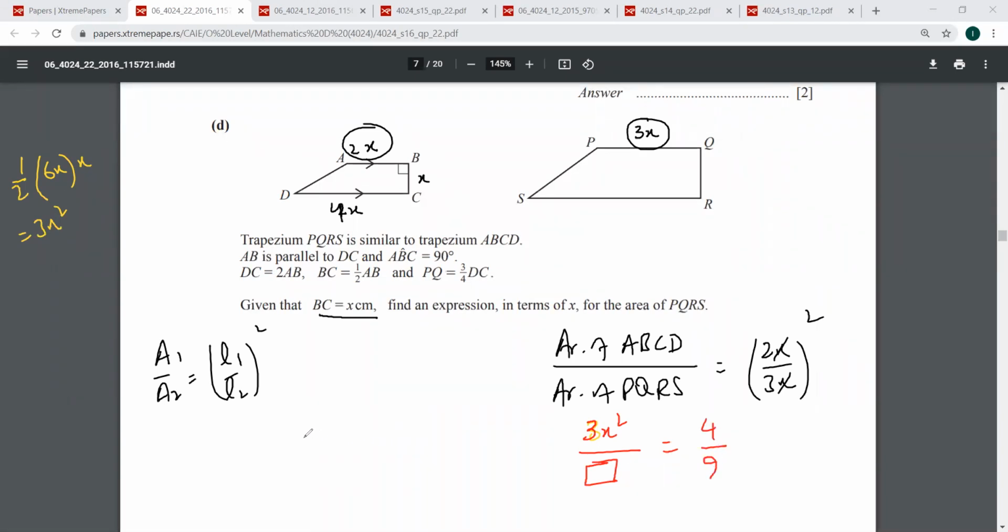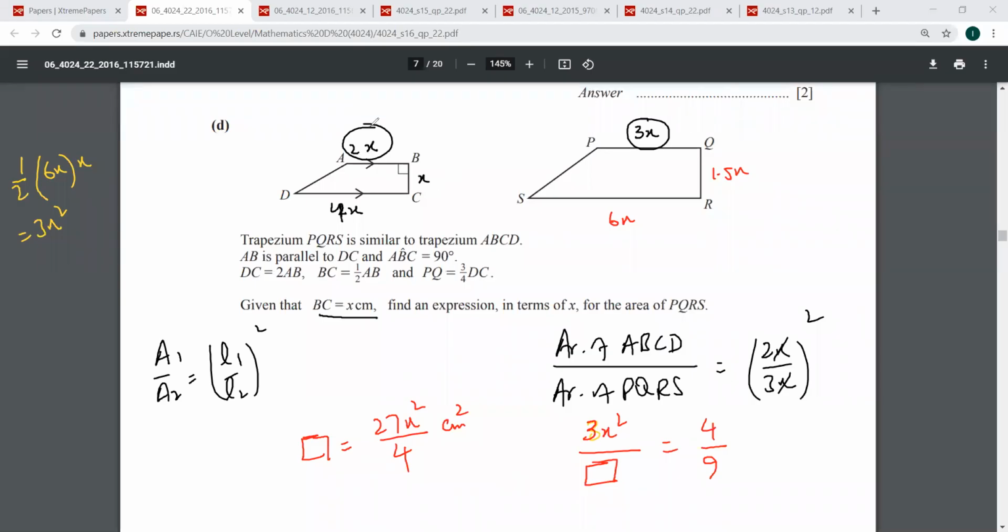So this required area is going to be 27x squared over 4. Okay? So that is what we have, the area of the shape. You can just leave it like this, in centimeter square.